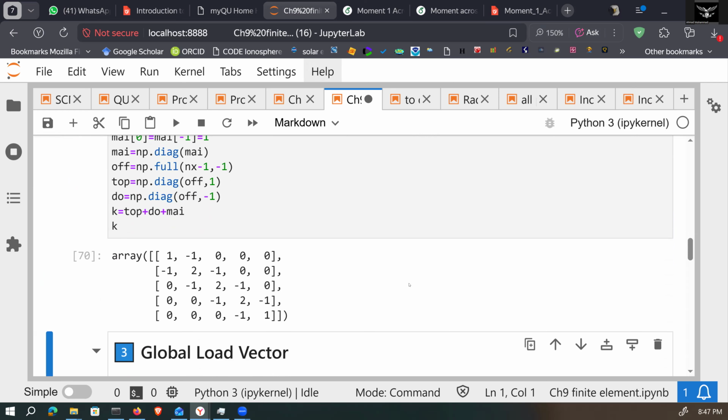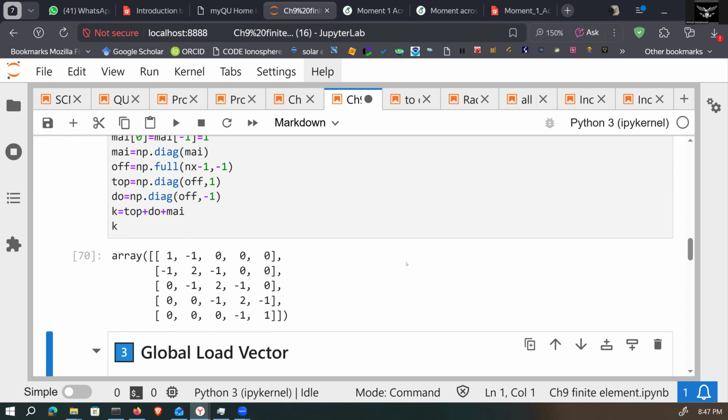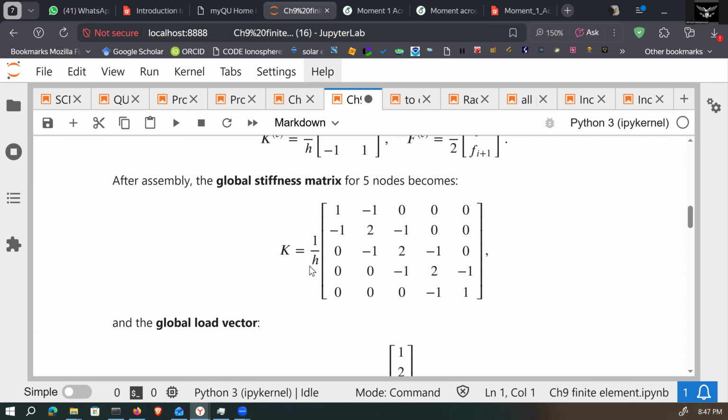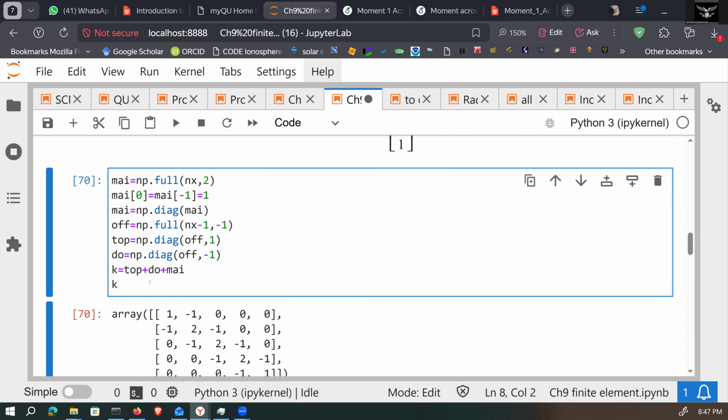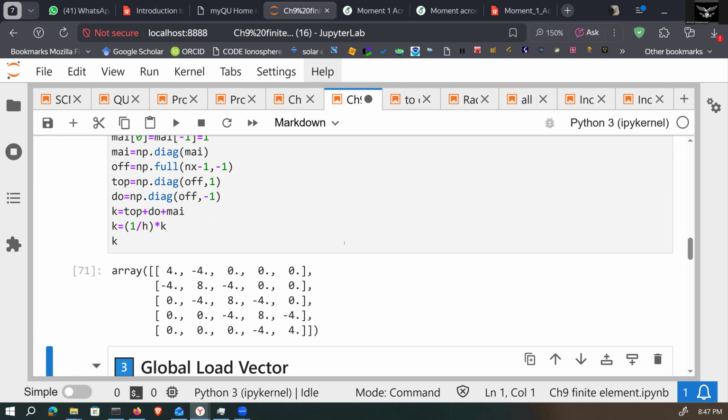Okay. So what we need to do now is multiply it by 1 over h. So K is 1 over h times K. Let's see what K becomes. So K becomes this. Now we have what we want.